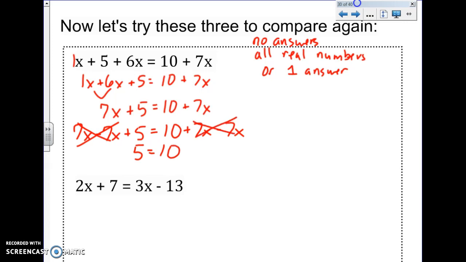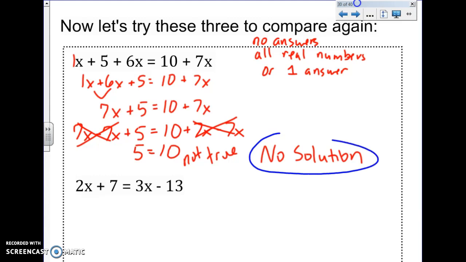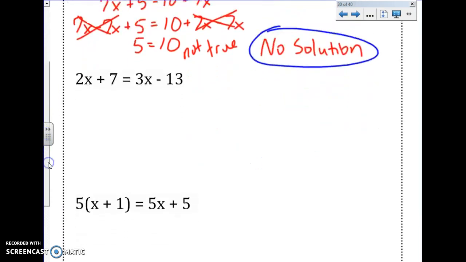So you have to ask yourself, does 5 equal 10? And the answer is not true. It's an equation, but it's not a true equation. So you write no solution. All right, again, there is no number that you can put in for x that's going to make this work.